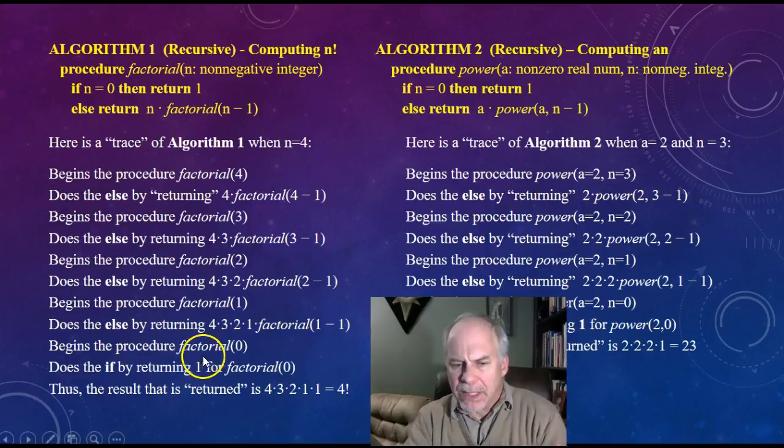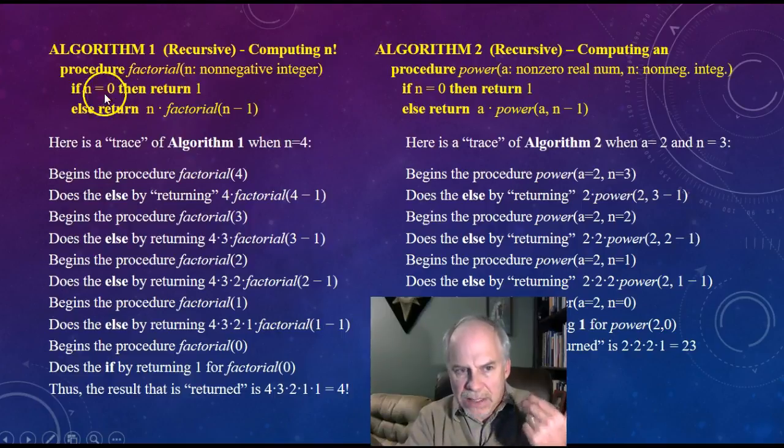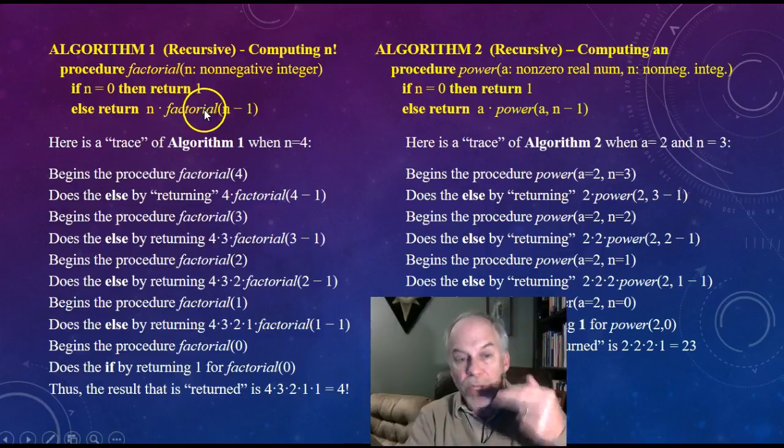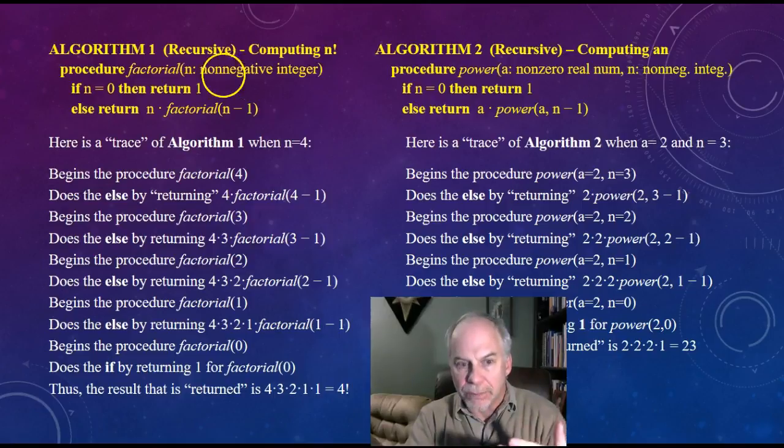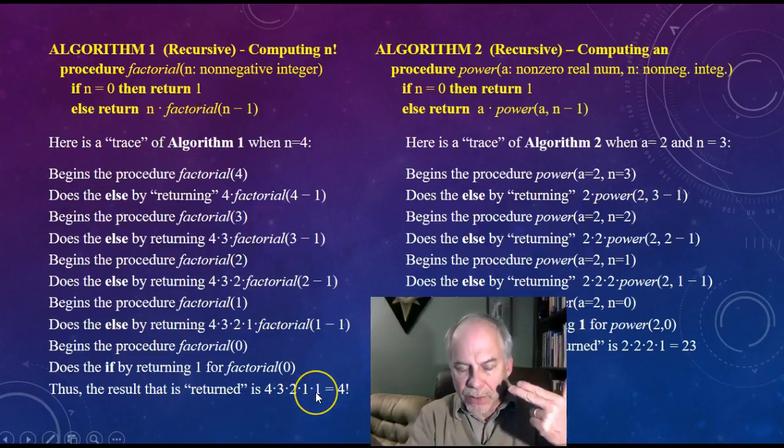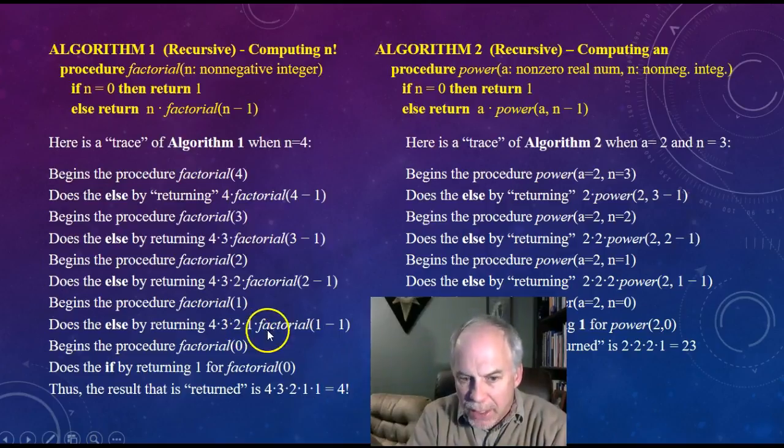But when it begins procedure factorial 0, then it encounters this line, if n equals 0, then return 1. All right, so it does that because n is now 0, and it returns 1. Now, it doesn't return a new call to another procedure, so this is where it stops the iteration or the recursion. And so it'll just multiply by a 1. Now, we already had a 1, but this is going to be a 1 also because it's going to return a 1. And so we'll have 4 times 3 times 2 times 1 times another 1 from this.